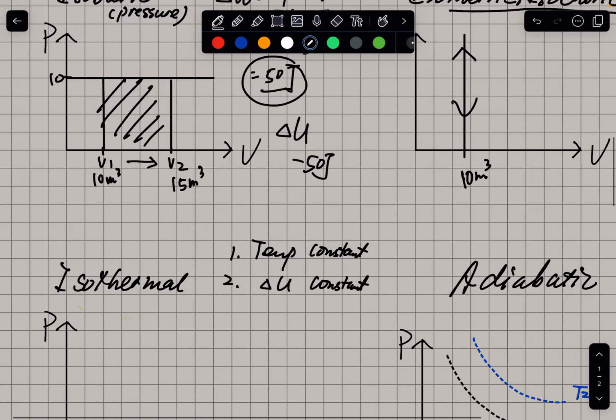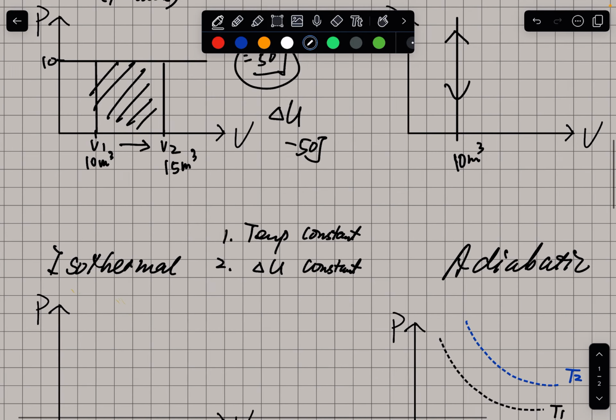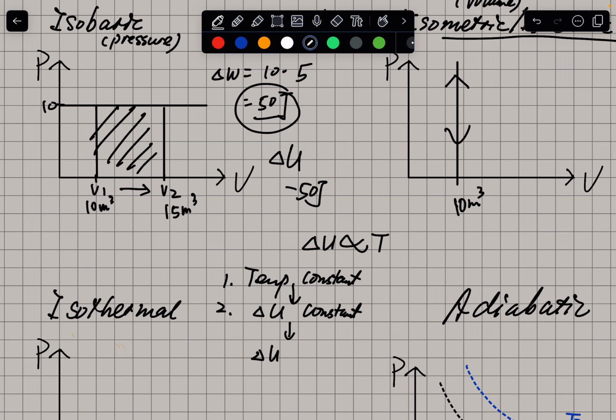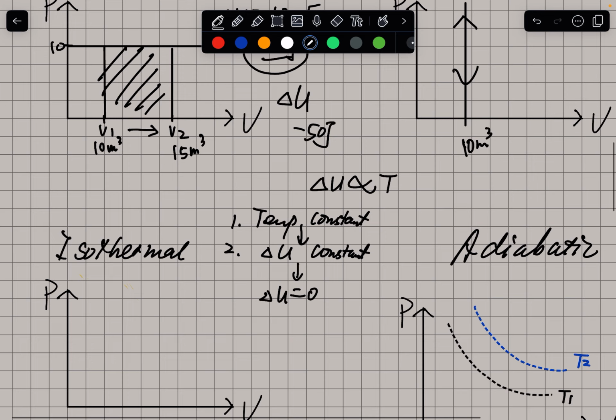So here, the temperature is constant, so we know that delta U, which is directly proportional to temperature, would also be constant. So temperature constant tells me delta U is constant, okay? This tells me delta U equals 0. So if delta U equals 0, and delta U equals Q plus W, then Q must be negative W, or W equals negative Q. Then my delta U can be 0, right? Meaning delta U is constant, aka temperature is constant, okay?